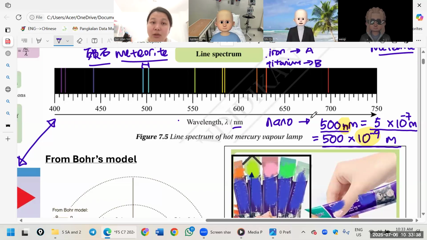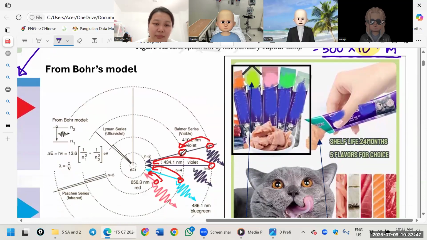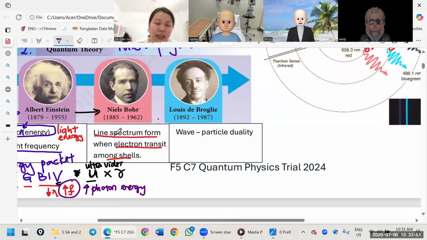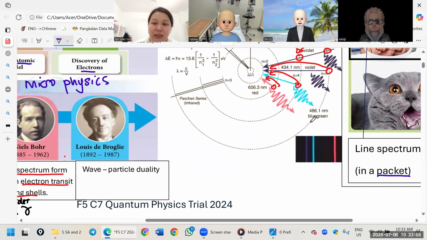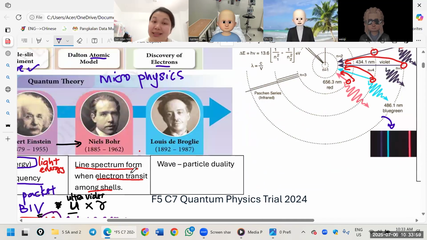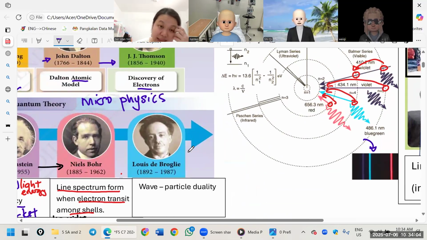This chapter has a lot of line colors. Color has wavelength in nanometers. Okay, lastly, Neil Bohr said a line spectrum is formed, produced, when electrons transit among shells. Shells. Transit.